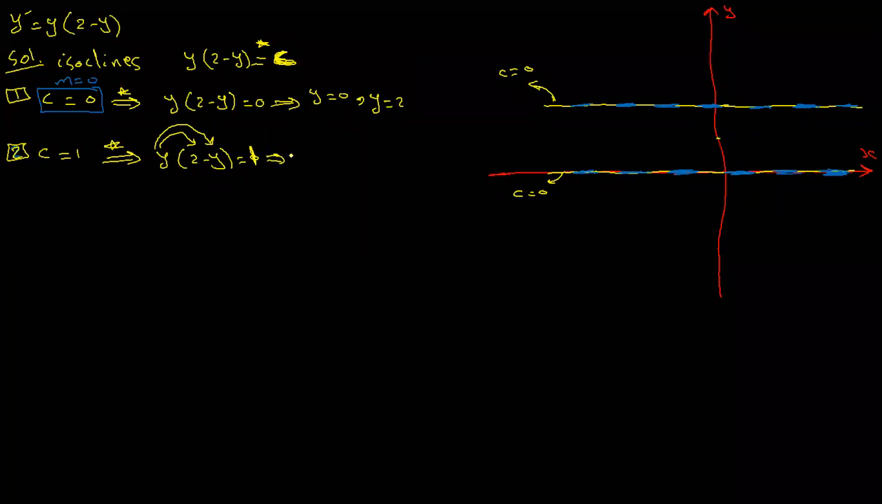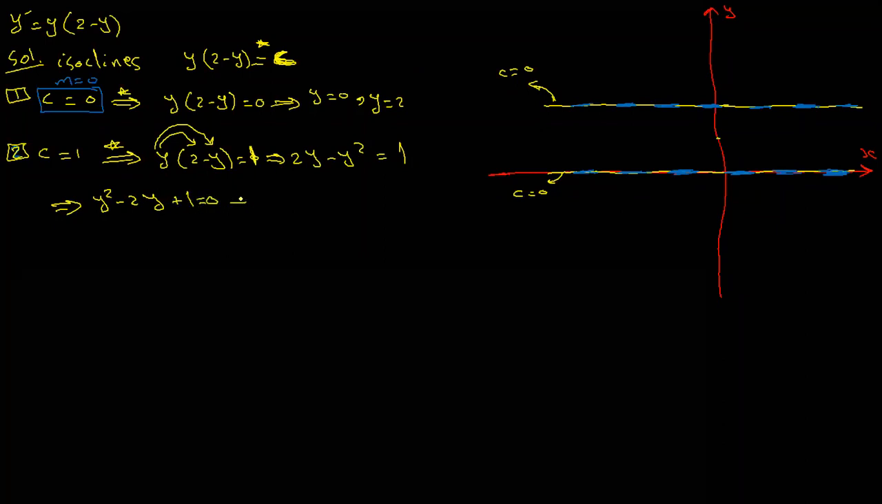So now I have 2y minus y squared equals 1. I'm going to move all of them, so I have y squared minus 2y plus 1 equals 0. And this is an identity, so (y minus 1) squared equals 0. So my y is what? Help me, please. It's 1.